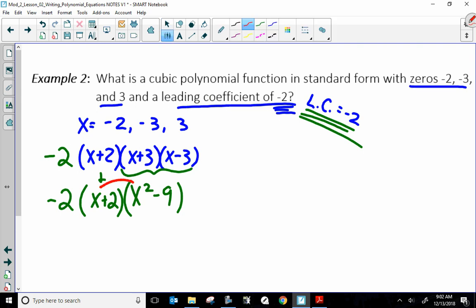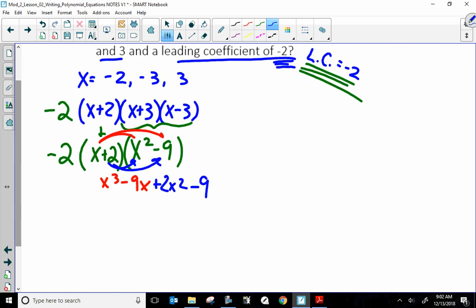Okay, let's do this. I'm going to FOIL my x in here and get x cubed. Then we have -9x. Then we have plus 2x squared minus 9. I didn't line these up, and that's fine. You don't have to. Sometimes it works out nice. Sometimes it doesn't. And I still got to distribute this -2 into all this. And I'm going to do that right now.